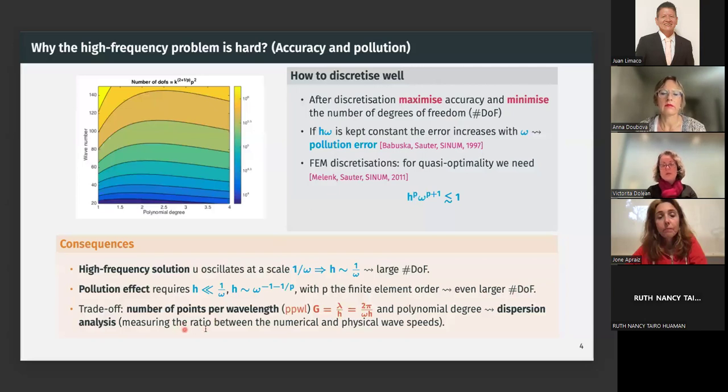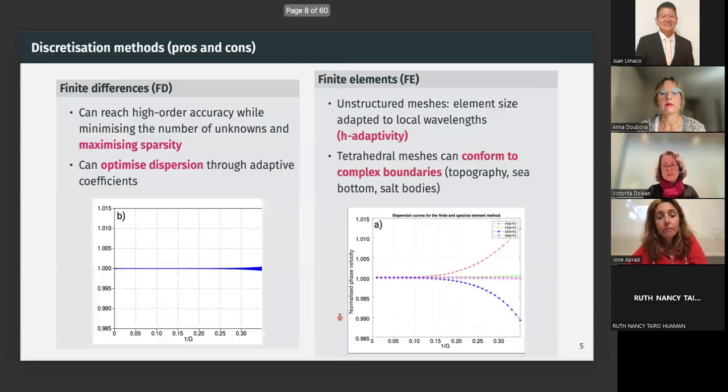That means you measure the ratio between the numerical and physical wave speeds with respect to the number of points per wavelength, which is this quantity. It's the wavelength divided by h, the discretization mesh size. So this dispersion analysis looks a bit like this.